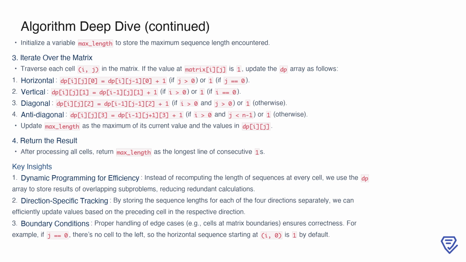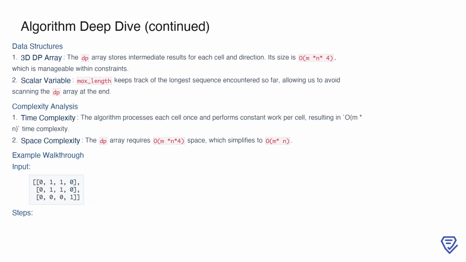The key insights here are the efficient use of dynamic programming to avoid redundant calculations and the direction-specific tracking, which ensures that we handle all four orientations correctly. Proper boundary checks, such as initializing sequences to 1 when a preceding cell doesn't exist, are also critical for correctness. The solution relies on two primary data structures, the 3D DP array and the scalar variable max_length. The DP array stores the intermediate results for each cell and direction, and its size is proportional to the dimensions of the matrix. This ensures that our space usage remains within manageable limits.